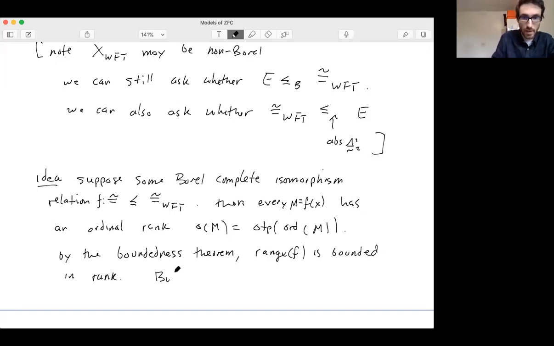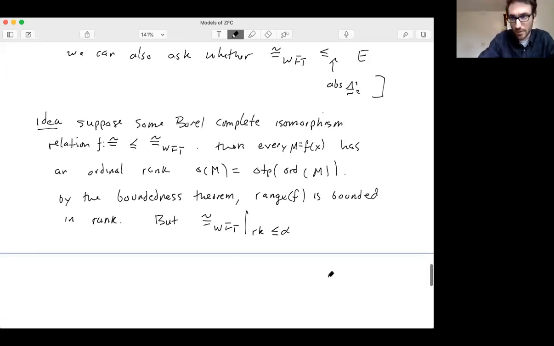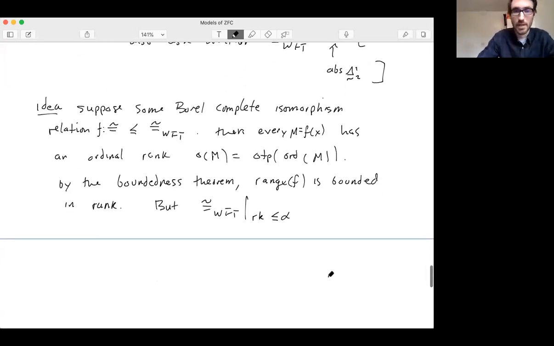Okay, but isomorphism on WFT restricted to any bounded rank, restricted to just having rank less or equal to some particular countable ordinal, is always an equivalence relation that's Borel as a set of pairs.